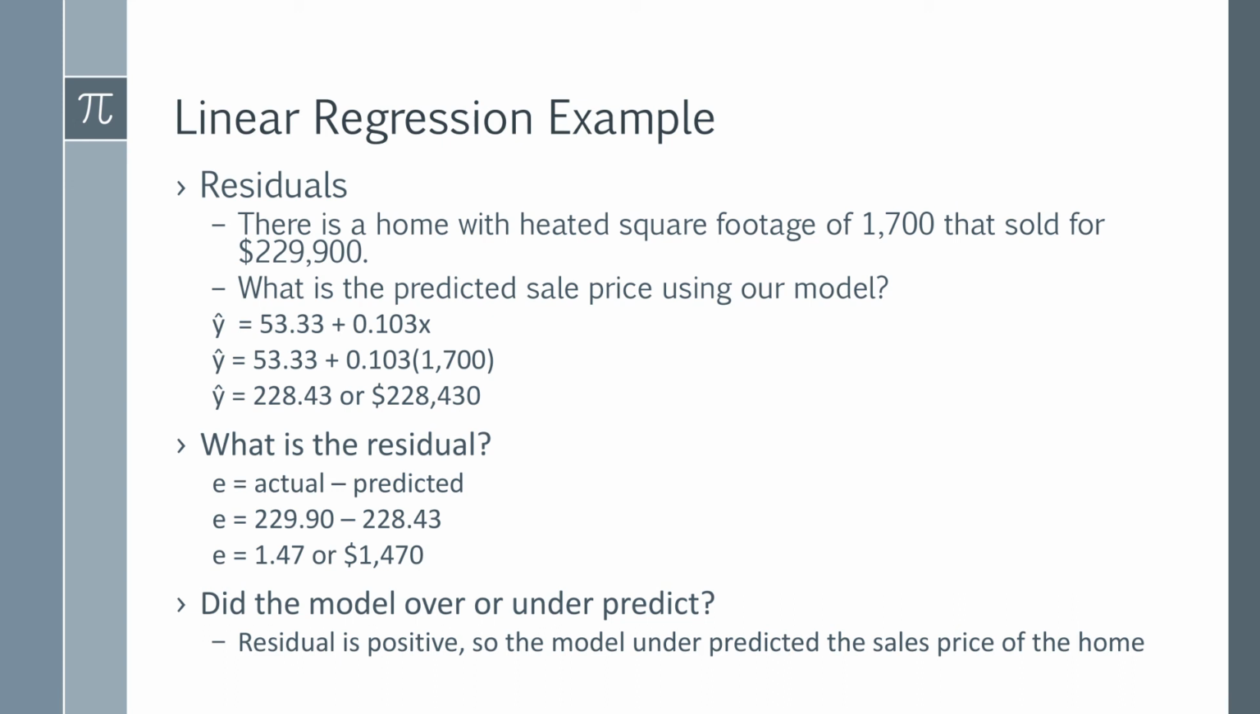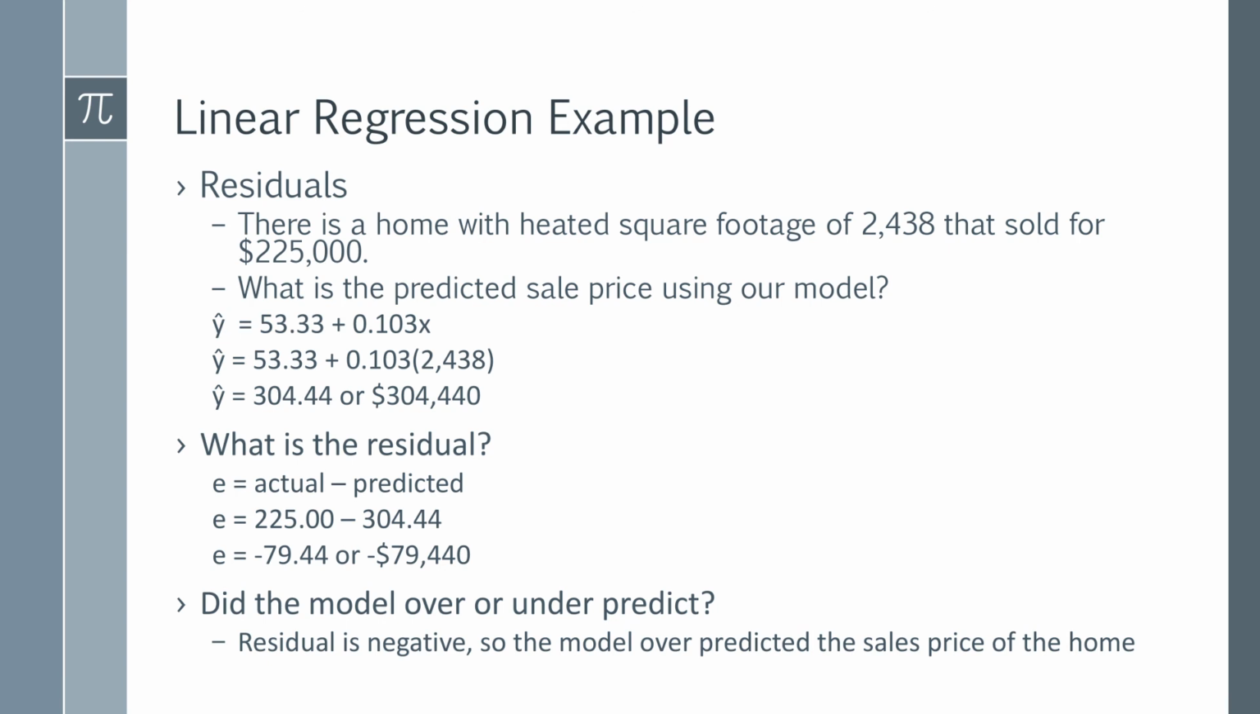Right? You've got a positive residual. The actual sale price of the home was $229,900. The predicted value was $228,430. Okay, so it underpredicted. The value that the model predicted was less than what the actual value is. So in that case, the model underpredicted the sales price of the home. Okay, let's look at another one. In this scenario, we had a house that had a square footage of 2,438, and it sold for $225,000.